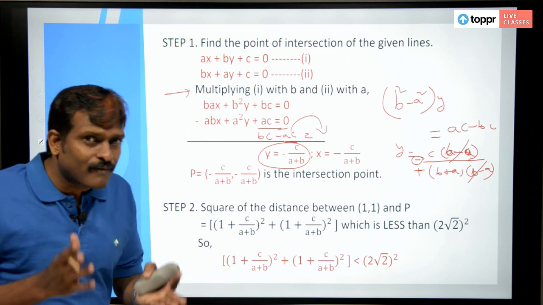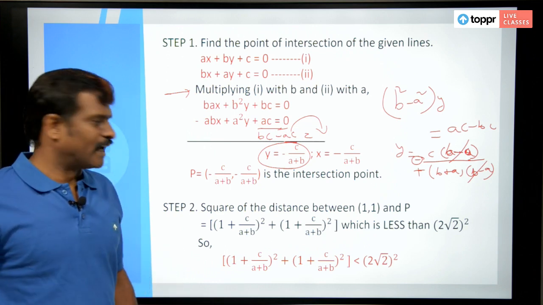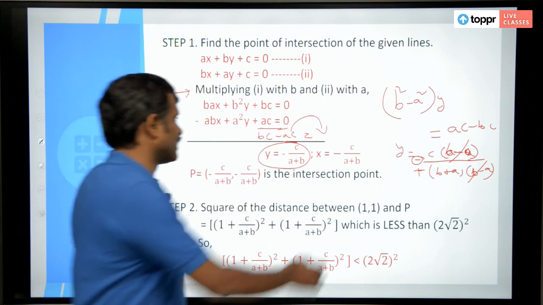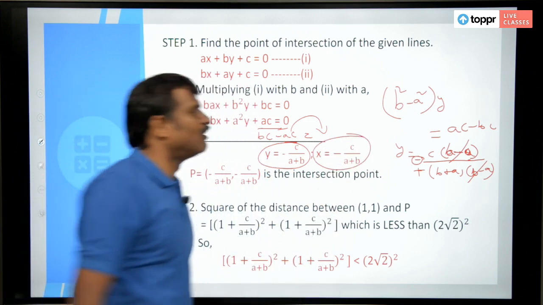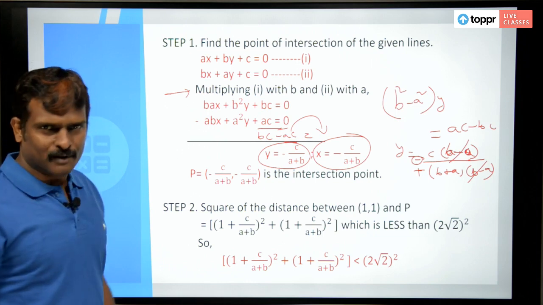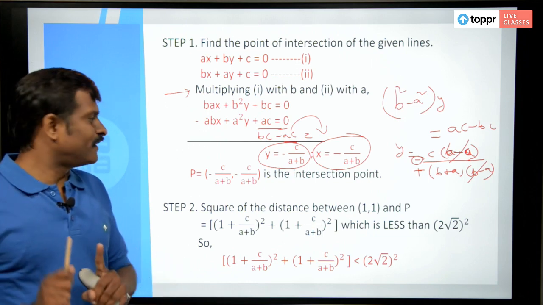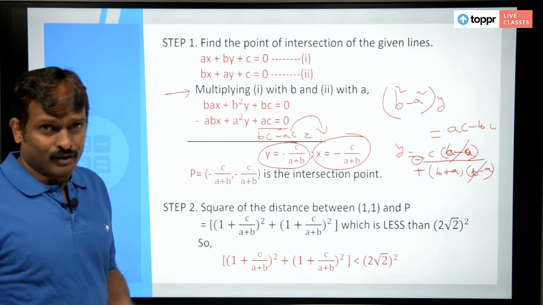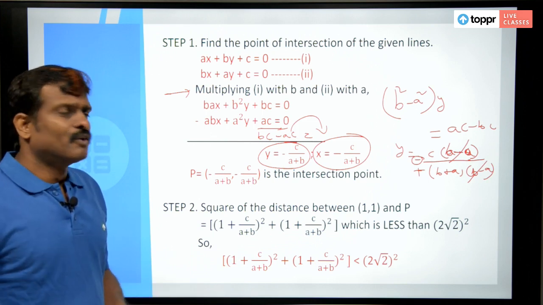We are trying to find the point of intersection of the two lines, okay. And then similarly, you do the same type of operation and you get the value of x also as minus c by a plus b. So, this is the point of intersection of the two lines. Now, what do we know? We know that the distance is less than 2 root 2.